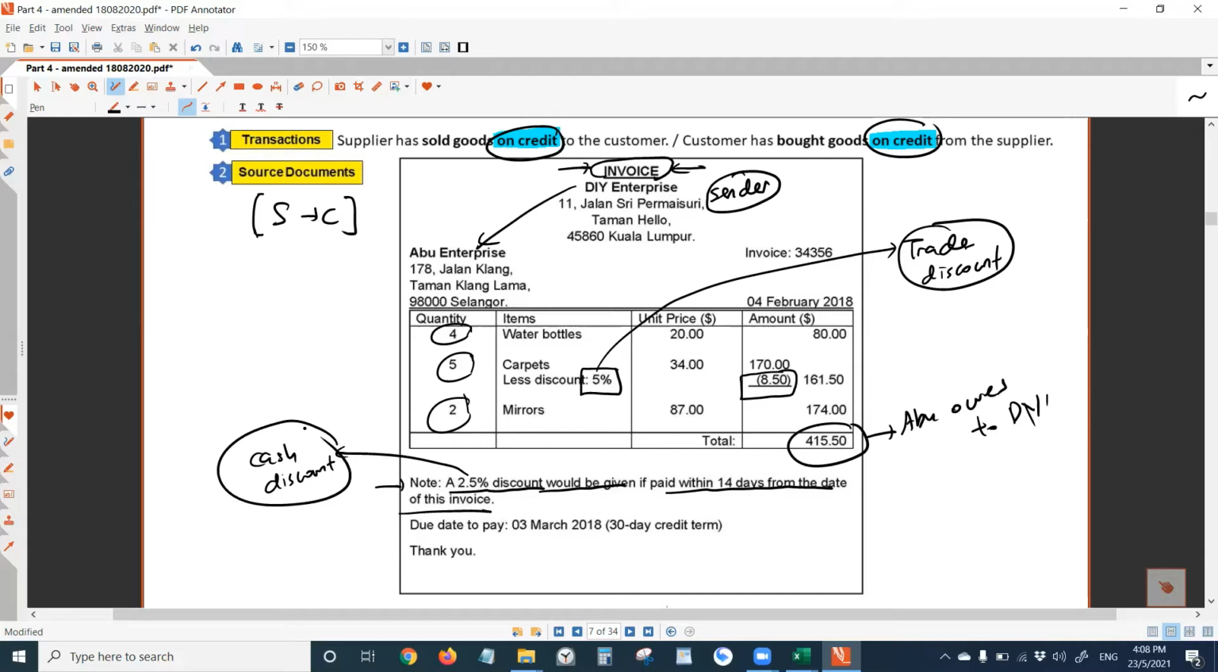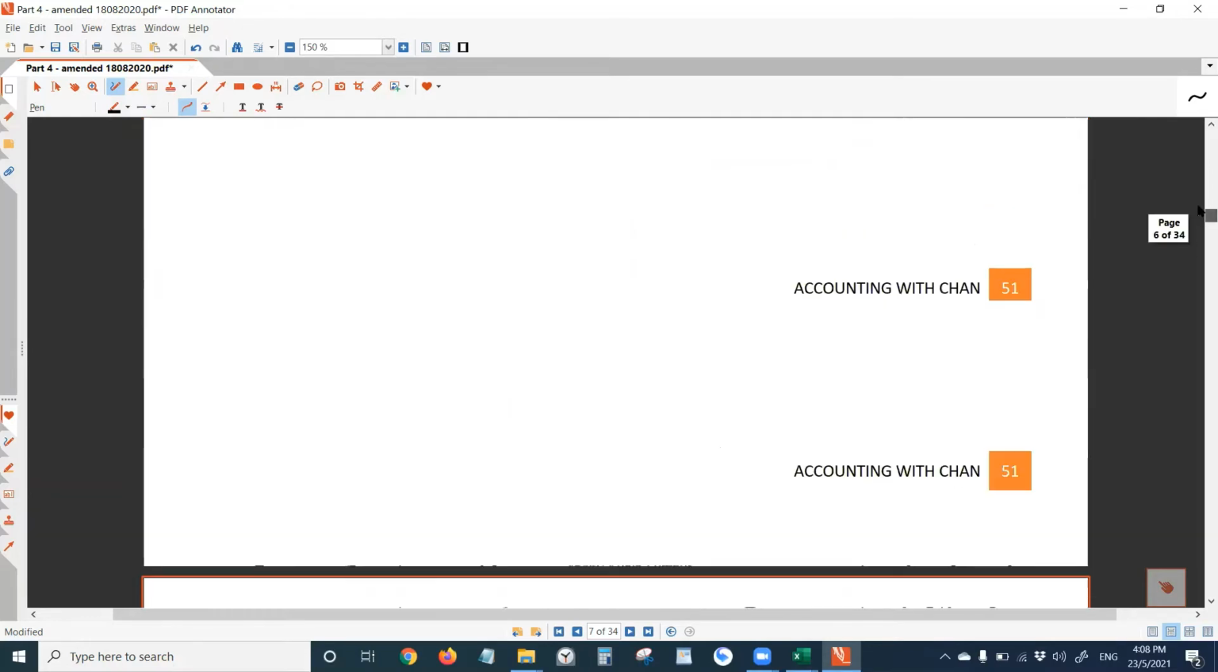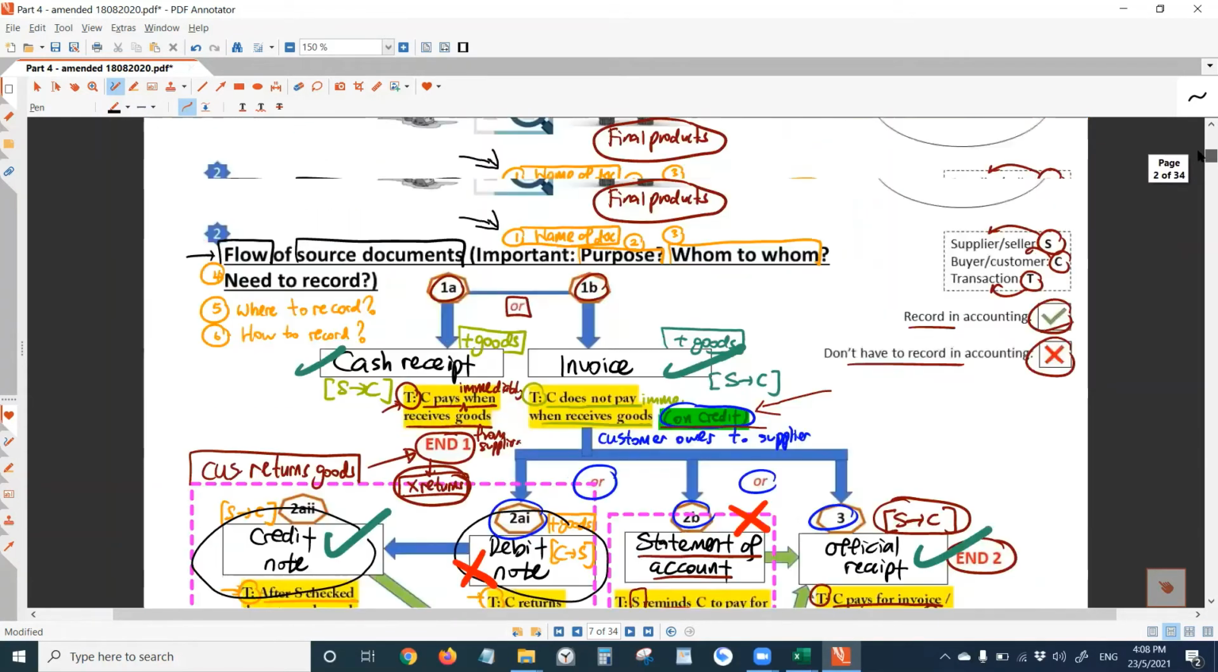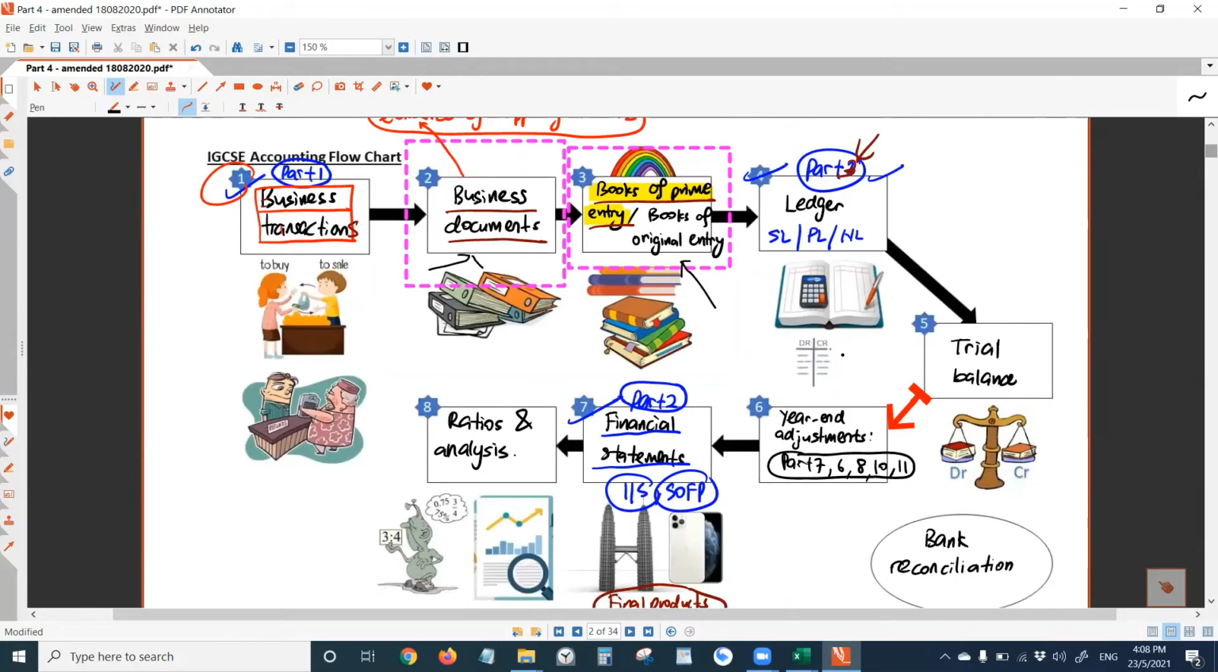Now let's learn how to record this into the book of prime entry. Remember, whenever you have documents, you must record into the book of prime entry first. On the first page of the handout, first you have transaction, then you have business documents, then you must record into books of prime entry.